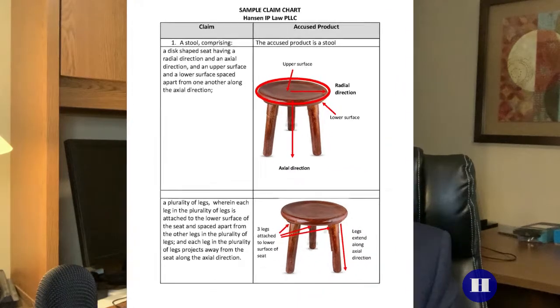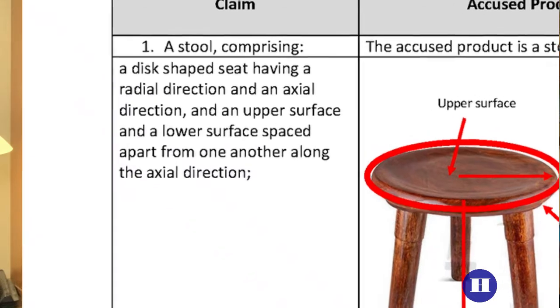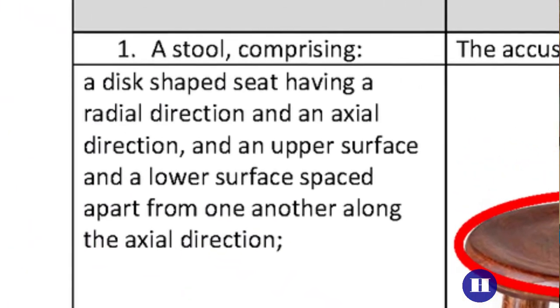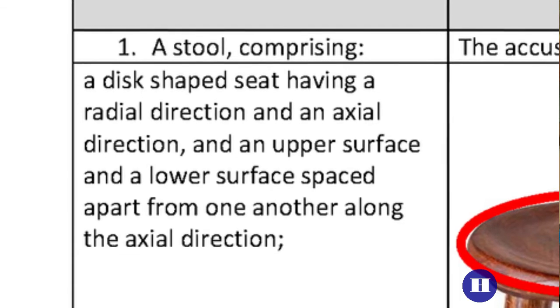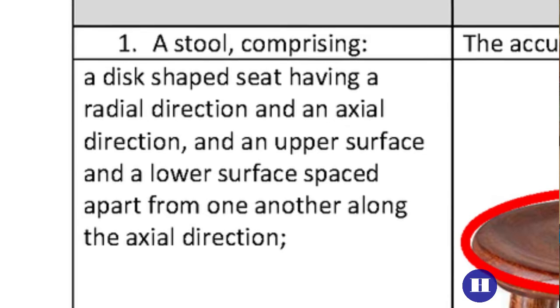I'm going to pretend that there's a patent on a 3-legged stool. Okay? And so what I have here is a claim that you might have in that kind of patent. And it reads, a stool comprising a disc-shaped seat having a radial direction and an axial direction, and an upper surface and a lower surface spaced apart from one another along the axial direction.